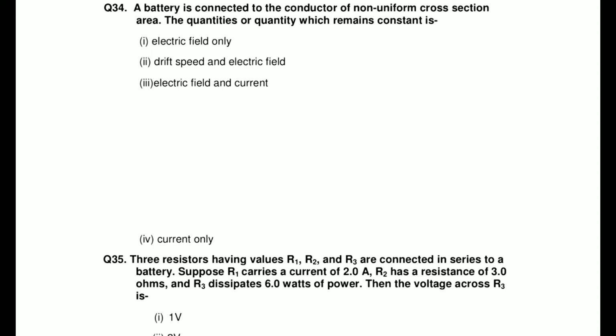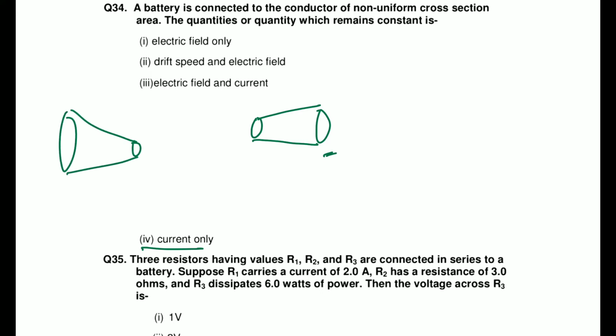So you have a battery connected to a conductor which has a non-uniform area of cross-section. Let's say something like that. Or you can take any shape, it's not necessary that you take this shape. So you have 4 options. We have some space to solve it. You can take this shape, or you can take this shape also. It does not matter, just take something non-uniform. So you have a battery connected to the conductor of non-uniform cross section area. The quantities or quantity which remain constant.